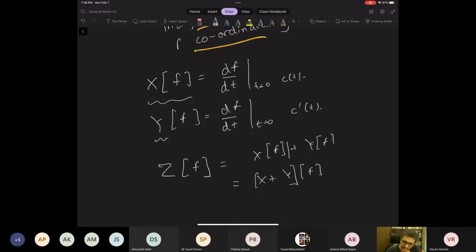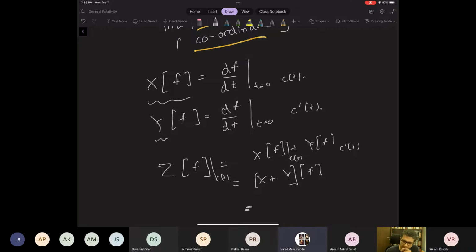And even though these were on different curves, this was on some curve c(t), this was on some curve c prime(t), there exists a curve, sort of c double prime(t), on which I can think of this zf as being the operation which would have given me zf. Okay, sir. Okay, we've not found that curve.